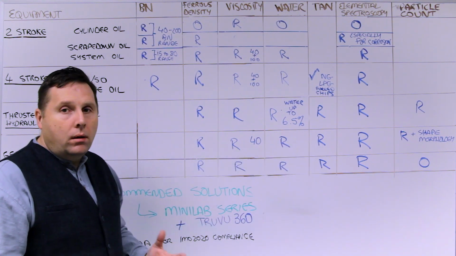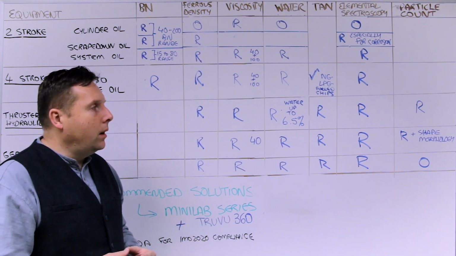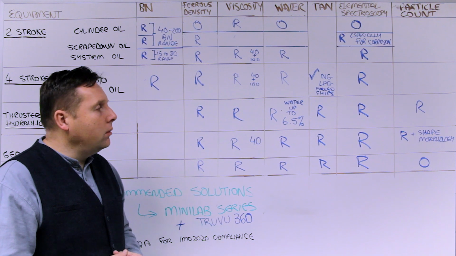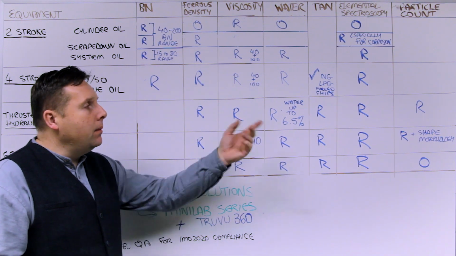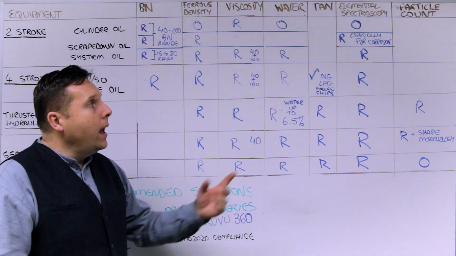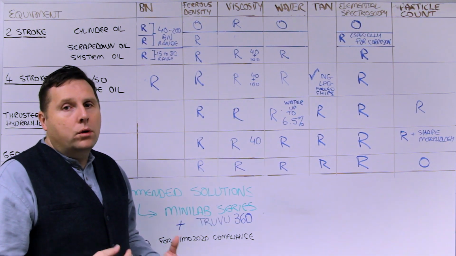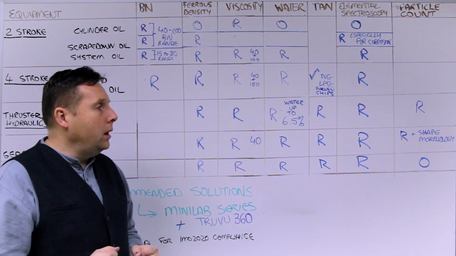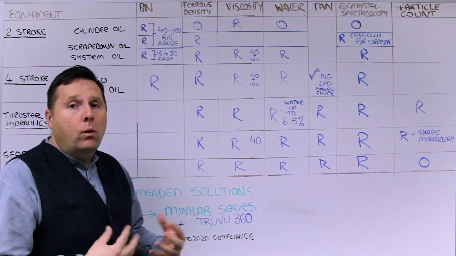Total acid number is also important. It indicates the level of oxidation if there's any breakdown or hydrolysis occurring. Elemental spectroscopy to see if there's any wear, additives and contaminants. And particle count is important to look at the overall debris as well as how well the filters are doing.